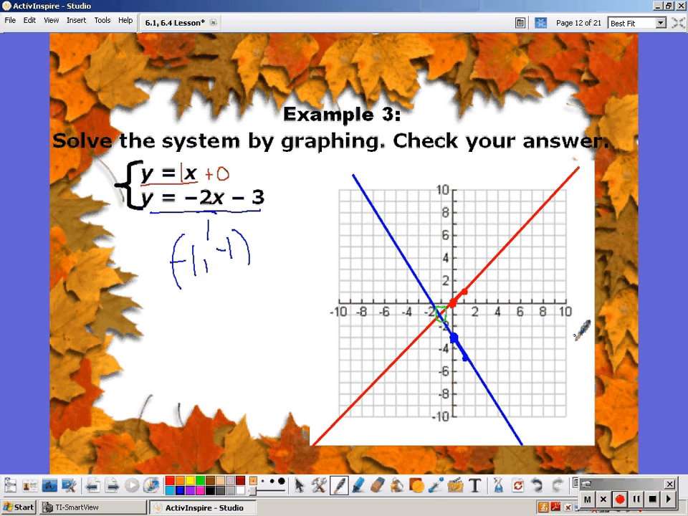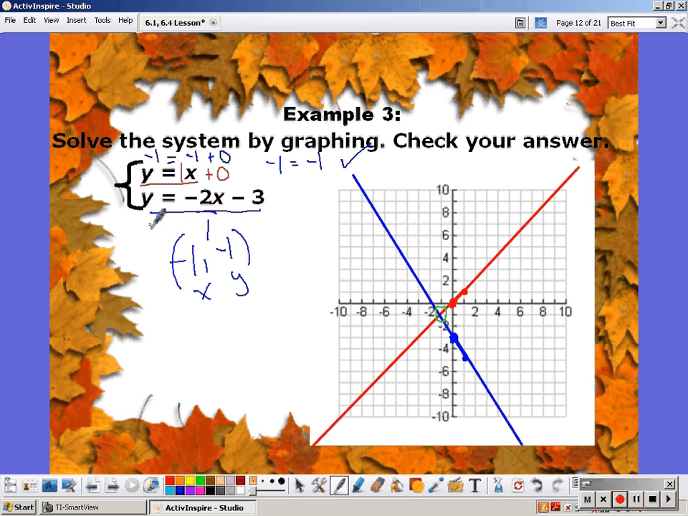Let's just double check because we're not quite sure that we got the intersection in just the right place. So let's plug it in. So here, instead of y, we can plug in negative 1 because this is y = x. So negative 1 equals negative 1 plus 0. Well, negative 1 plus 0 is negative 1. Yep. Negative 1 equals negative 1. So that's right. Good. Now let's check this one.